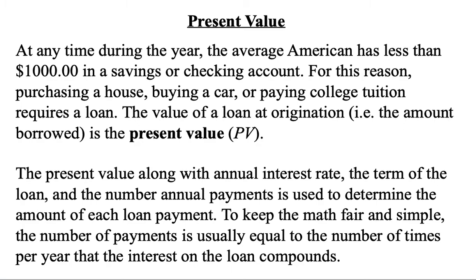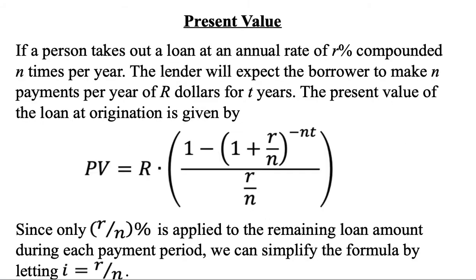To keep the math fair and simple, the number of payments is usually equal to the number of times per year that the interest on the loan compounds. If a person takes out a loan at a rate of R% compounded n times per year, the lender will expect the borrower to make n payments per year of P dollars for t years. The present value of the loan at origination is given by: present value equals the payment times the quantity 1 minus 1 plus R over n raised to the negative nt, divided by R over n.